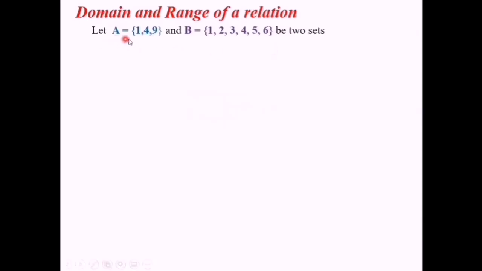Now we are defining domain and range of a relation. Let A equals {1, 4, 9} be a set and B equals {1, 2, 3, 4, 5, 6} be another set. Relation R is from set A to set B. It has its elements (1, 1), (4, 2), (9, 3).